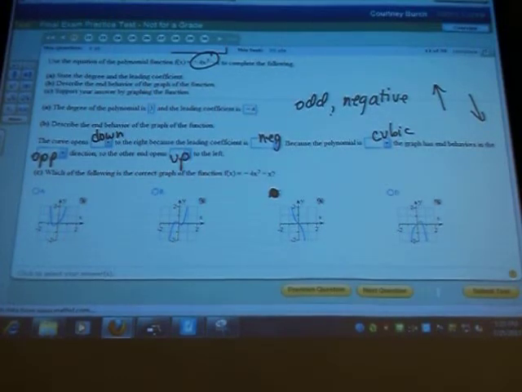Okay, you guys should have in your notes somewhere that chart of all the possibilities for end behavior. Yep.